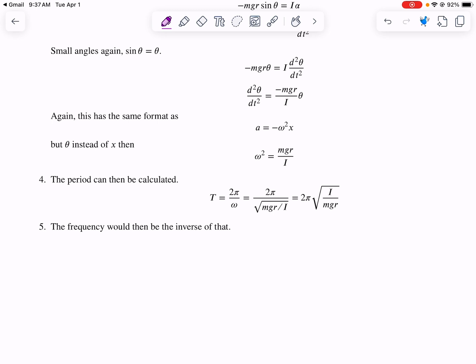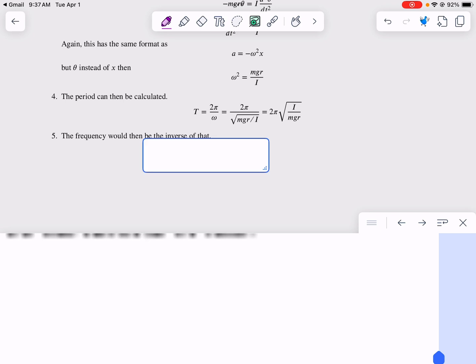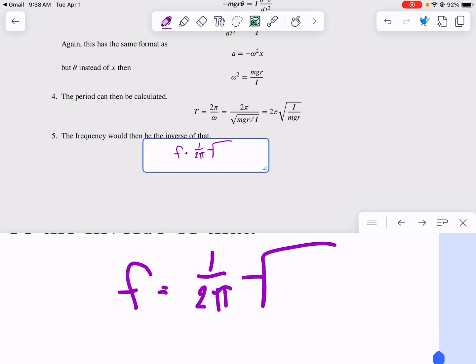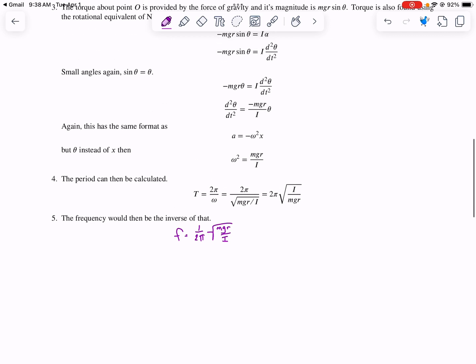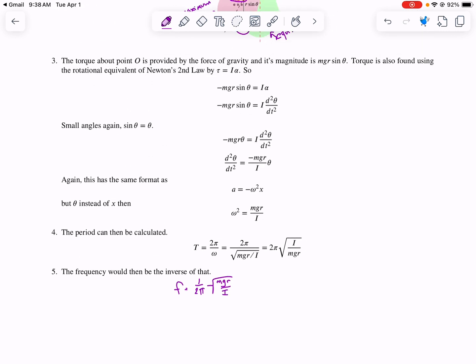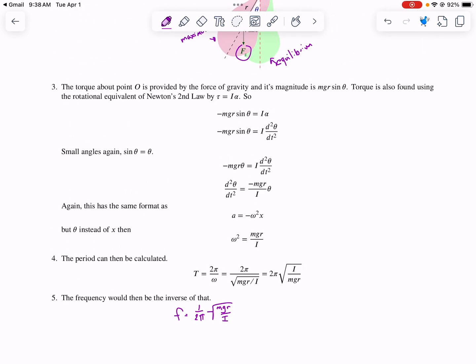You can also find the frequency from that, which would just be the inverse, right? So f would be 1 over 2 pi times the square root of mgr over I. That's all there is for physical pendulums, and just knowing where that came from is the most useful thing to do here.